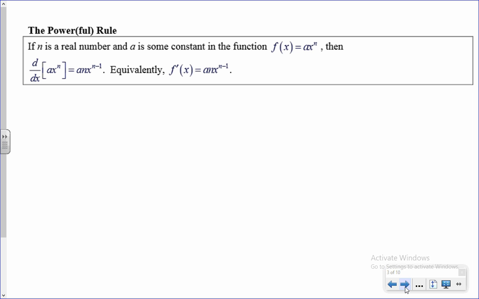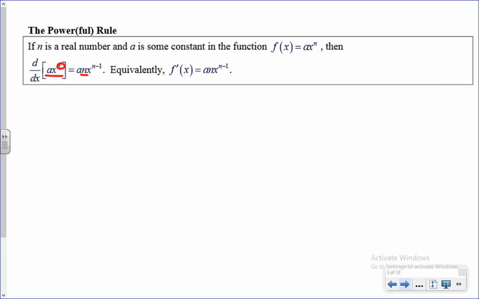If your function is a times x to the n, the a stays there. It is a constant, okay? If you have a constant multiplied to your function, it stays along for the ride. Nothing happens to it. But since x is raised to the n power, that n power gets multiplied to your coefficient, and then the power decreases by 1. A pattern that about half of you picked up on at least a piece of.